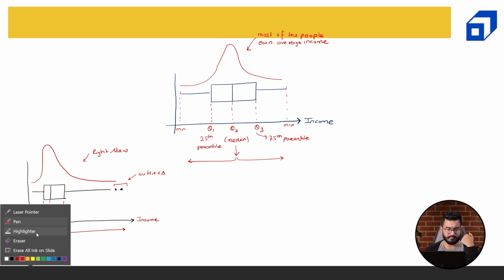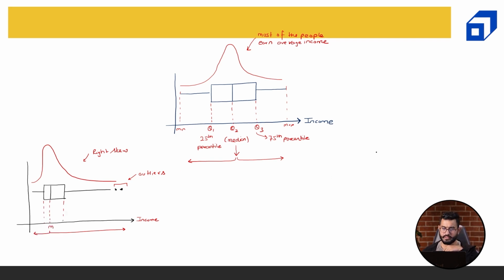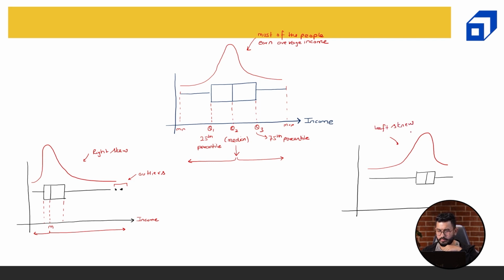And similarly, I can have a box which is left skewed. So in that case, my box can look something like this, and I can have a curve like this. So this is my left skew, and I hope you now know how to read a box plot, right?